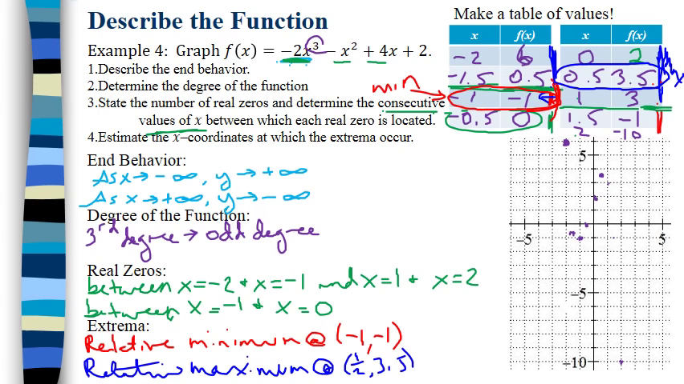Okay, so if we're just looking at the pattern of our function, it looks like it's coming down from infinity, and then back up, and then back down, and there we go. So we said we have a relative maximum around 1/2, and that looks like that's true. There's our relative maximum. And then we said we have a relative minimum at -1, -1, and that looks correct. And then we said we had zeros between -2 and -1, between -1 and 0, and between 1 and 2, and that also checks out.